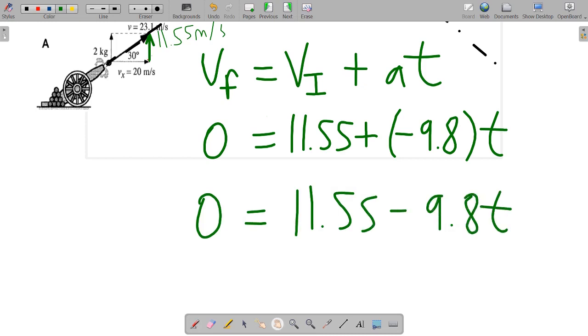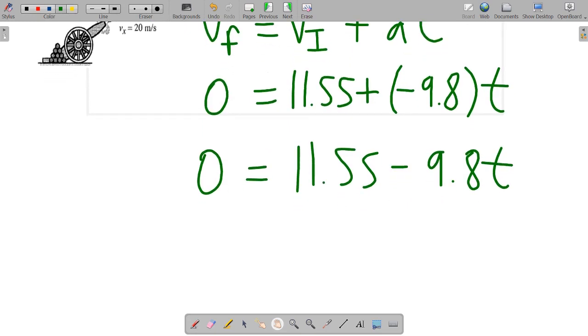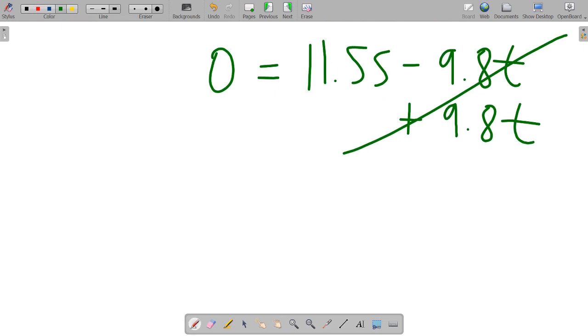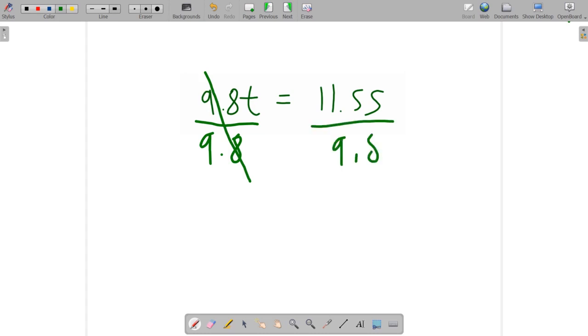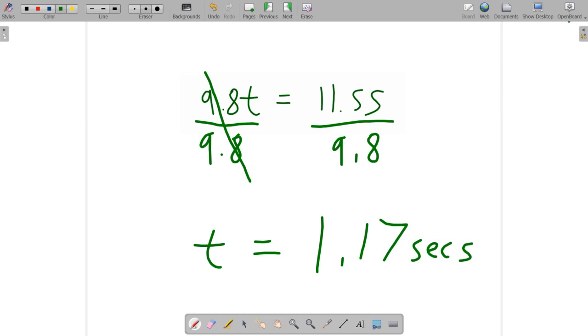Okay. So in order to solve for t, I want to take this negative 9.8 times t and move that to the other side of the equal sign. In order to do that, I need to do the opposite of subtraction, and that is to add. Plus 9.8 times t, that goes away, and whatever I do to one side, I have to do to the other. So therefore, I'm going to get 9.8t on the other side of the equal sign is equal to 11.55. And the last thing that we want to do here for this step is to get t by itself. So that's easy. Just take this side of the equation and divide by 9.8. And so that goes away. And remember, whatever we do to one side of the equation, we have to do to the other. So we're just left with t is equal to 1.17 seconds. Okay. So that right there represents the time it takes for the ball to reach the top of its path.